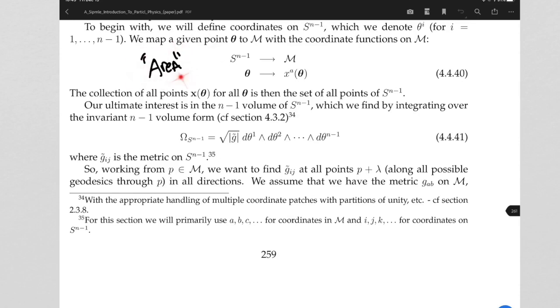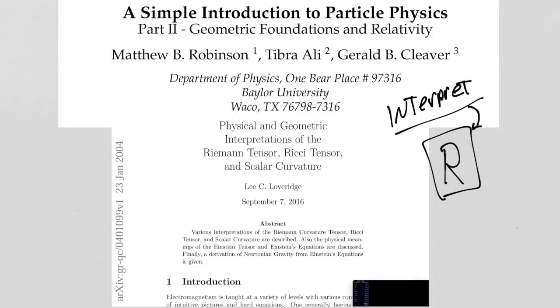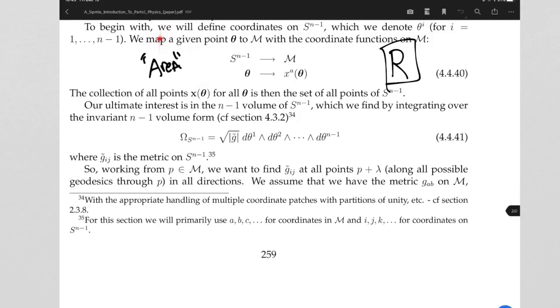And ultimately, we're going to discover that the area of this reduced dimensional sphere that's living inside this manifold is going to be different from the area you would expect if the manifold was an entirely flat space manifold. And that difference is ultimately going to be traceable to the existence of curvature, and it's going to be specifically measured by the curvature scalar.